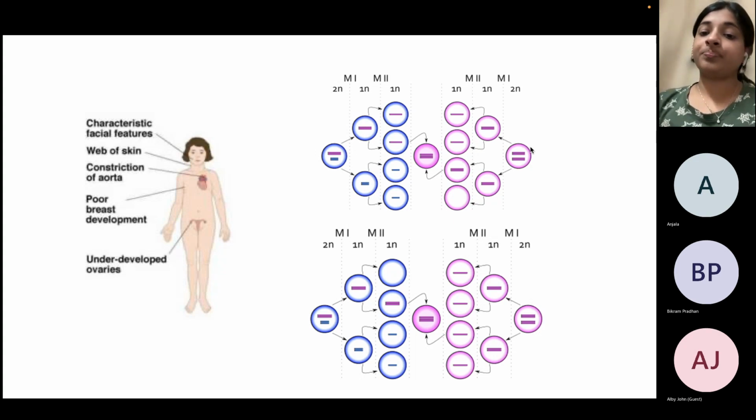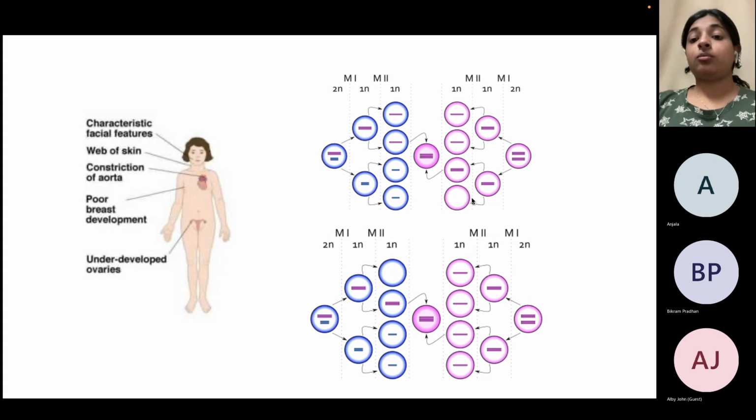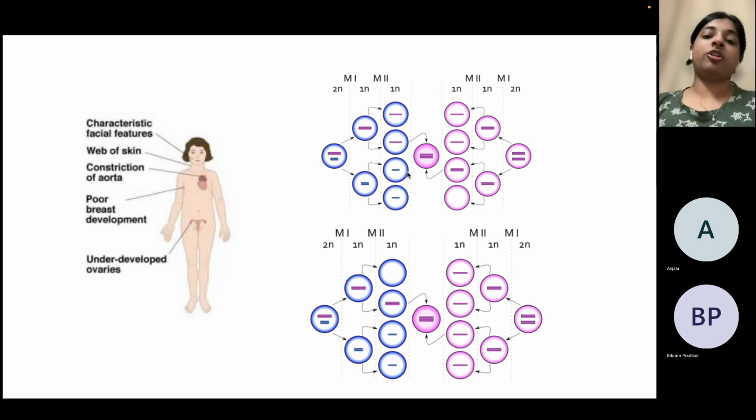Similarly, in the mother, there are two X chromosomes. Both are divided into two daughter cells in meiosis 1, and in meiosis 2, what should ideally happen is the sister chromatids separate and there are 4 haploid gametes formed. But if there is a non-disjunction in this stage, instead of getting separated, one cell gets both the copies, and by chance, if that gamete is fusing with a normal male gamete, then the daughter cell formed will have 3 X chromosomes instead of 2.